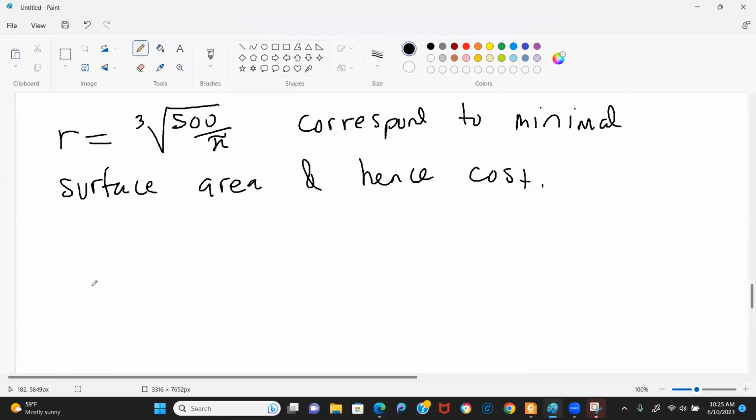So if this is the radius that gives you that, then you can actually work out what the height is also, because the height is 1000 over pi r squared. And if you plug that in and simplify, you will get, well, let's just plug this in, I guess.